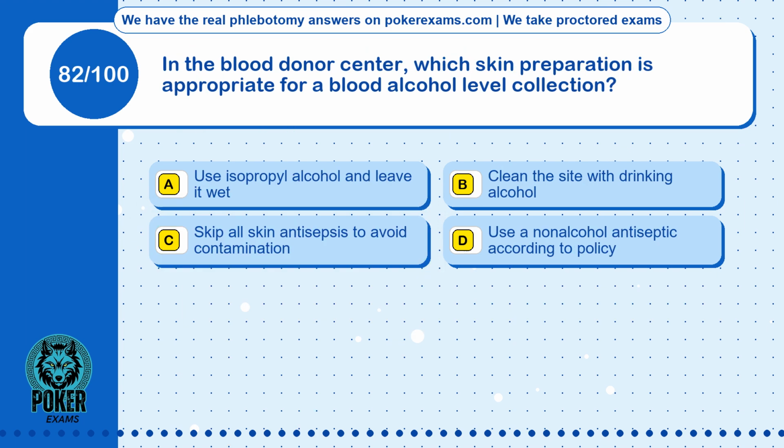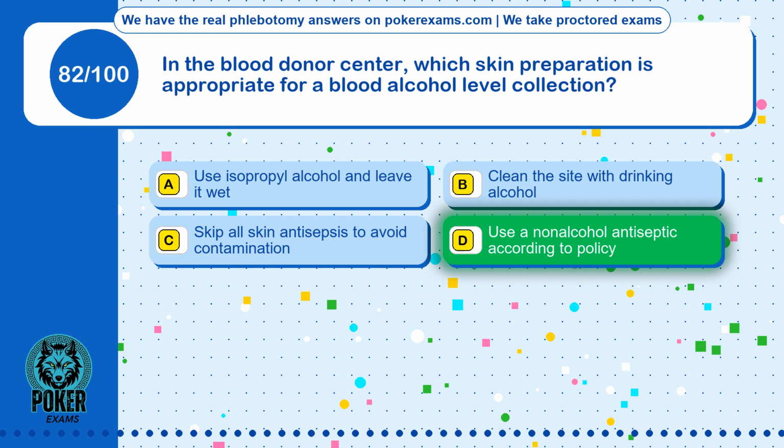Question 82. In the blood donor center, which skin preparation is appropriate for a blood alcohol level collection? Option A. Use isopropyl alcohol and leave it wet. Option B. Clean the site with drinking alcohol. Option C. Skip all skin antisepsis to avoid contamination. Option D. Use a non-alcohol antiseptic according to policy.